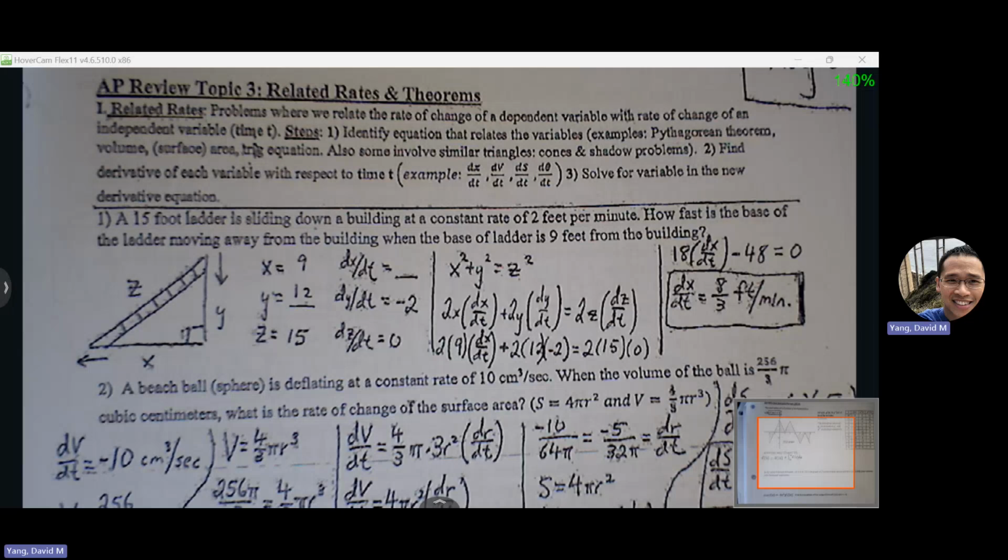In this case, left is positive and down is negative, right? Because the way that I drew my ladder situation, as it's moving away, we know dx/dt should be growing. So we don't want to say, oh, it's going left, so therefore it's negative. It's what's happening to that base length. That base length is growing, so you want that rate to be positive.